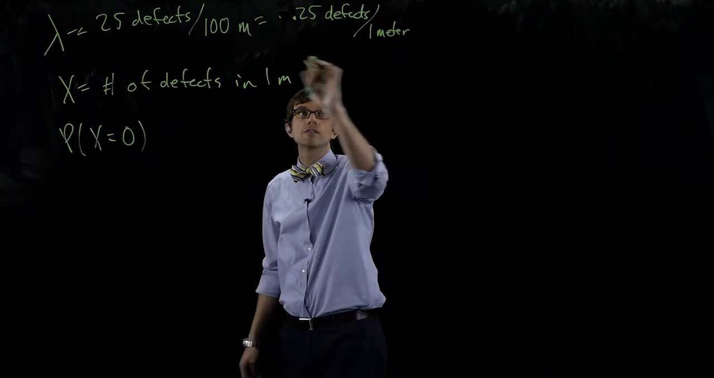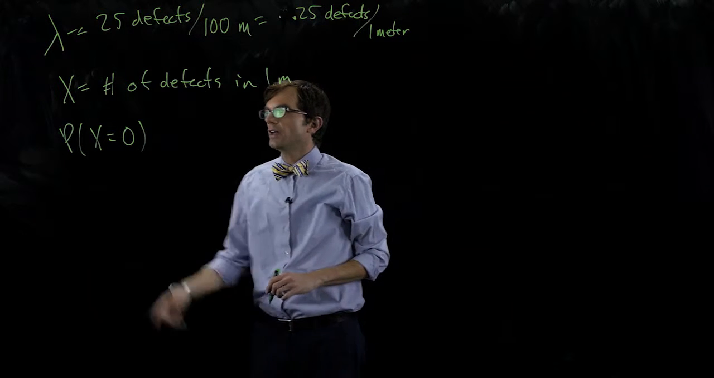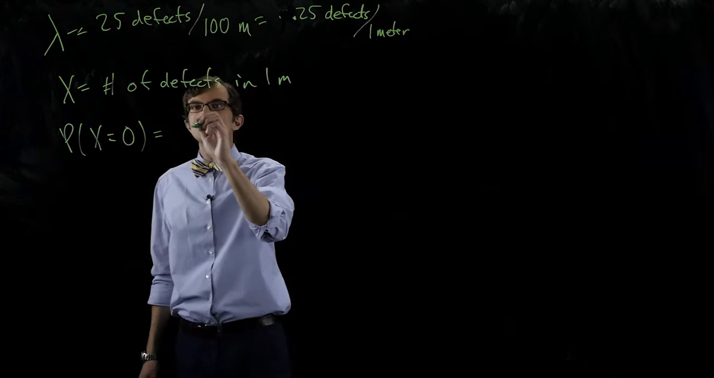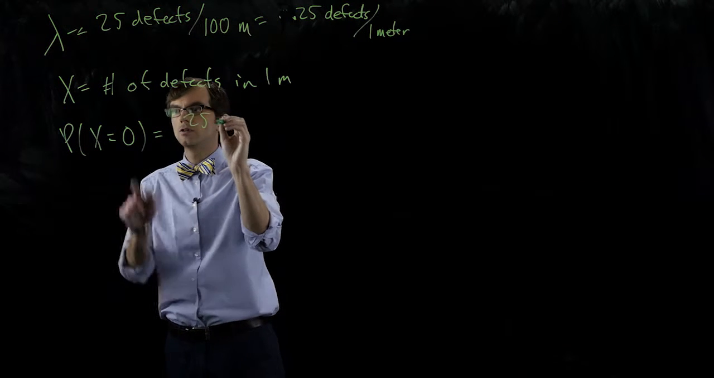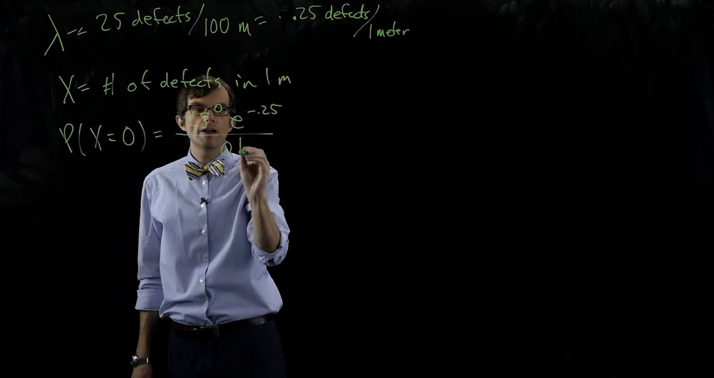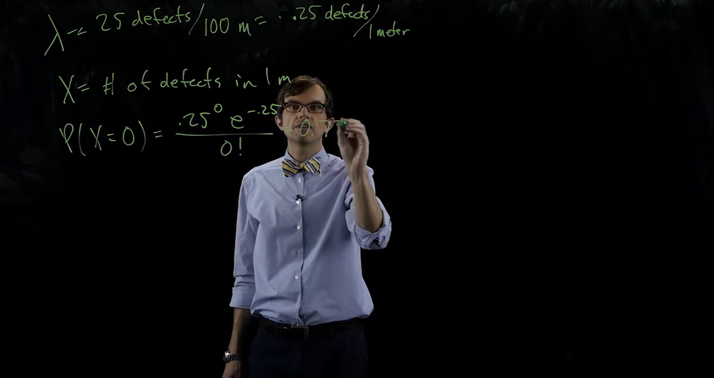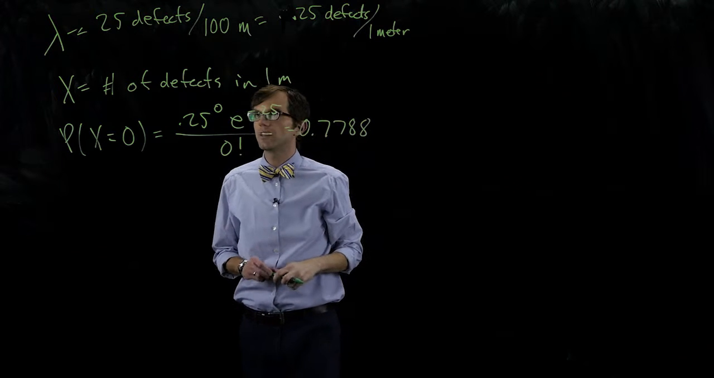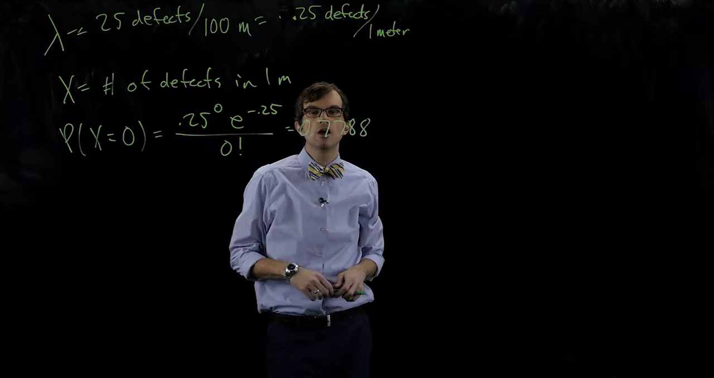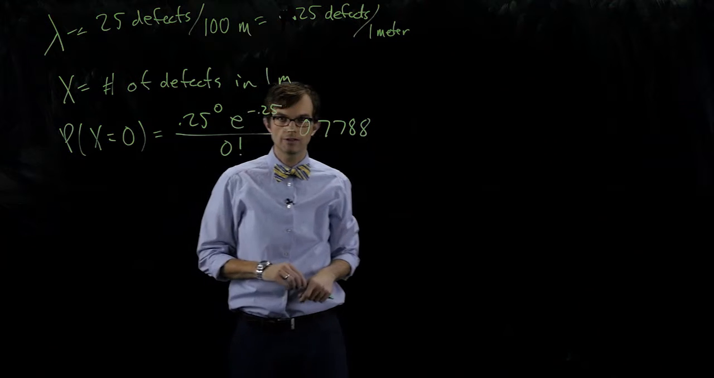Okay, so we have a rate of occurrence per meter. We've got a random variable that's measured in that same interval, meters. And so we can find this pretty easily. Okay, the probability that x equals 0 is the rate, 0.25 to the 0, e to the minus 0.25 divided by 0 factorial. Okay, if we work that out, pretty straightforward. That's 0.7788. So what's the probability that we see no defects in 1 meter of cable? 0.7788. Roughly 78% of the time, if we take a meter chunk, we'll see no defects.